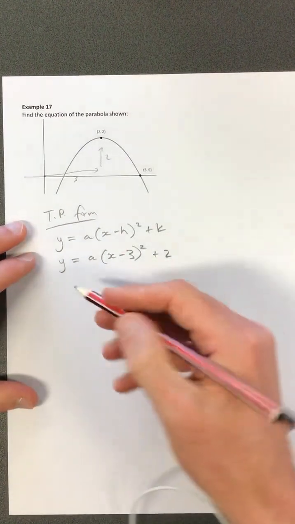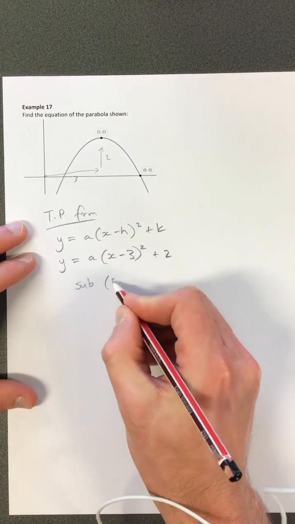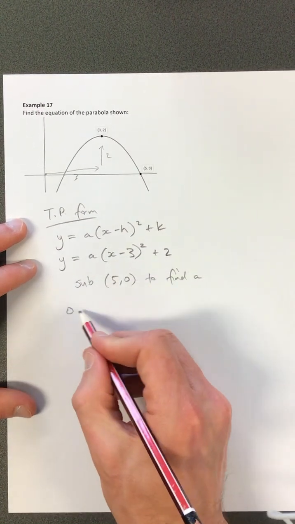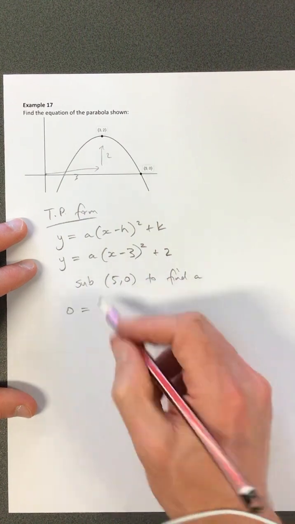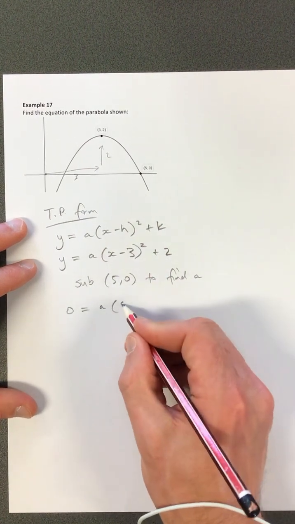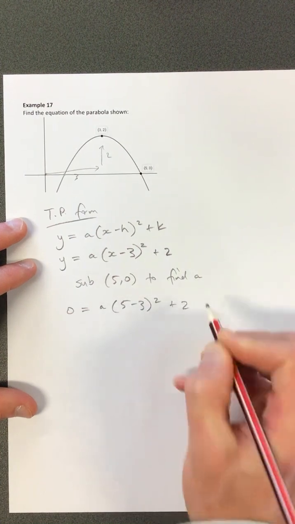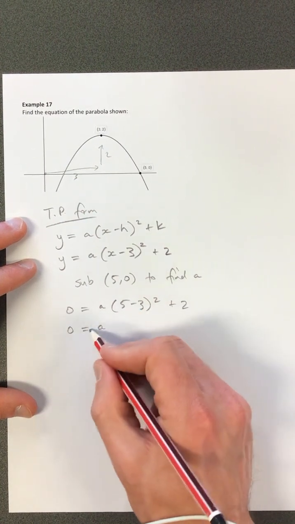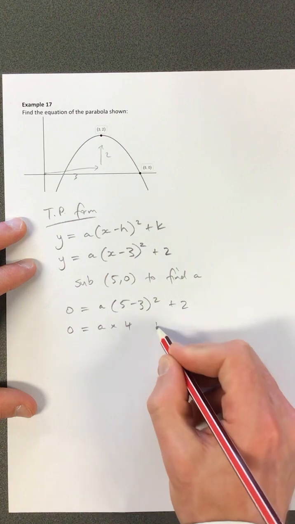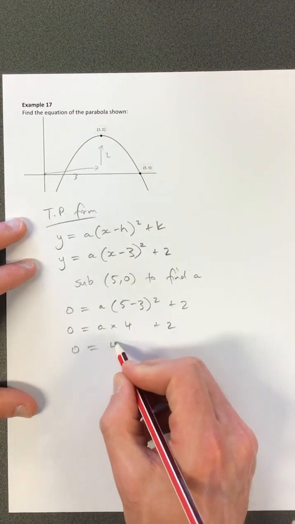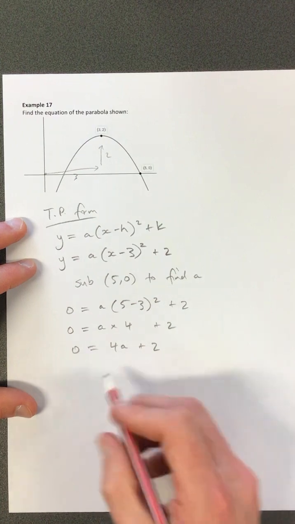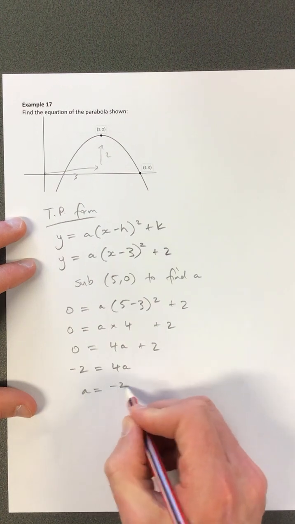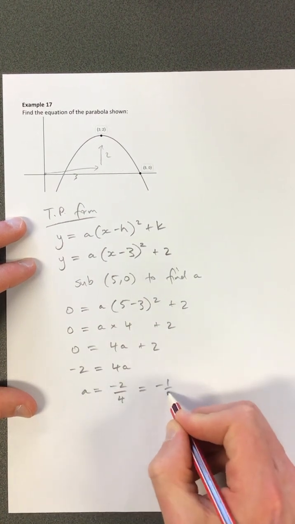But we can sub in this other point, 5, 0, to find a. So if we sub in y equals 0 and x equals 5, all we'll be left with to solve for is a. So working this through, we get 0 equals a times 2 squared, which is 4, plus 2. Take away 2 from both sides. Divide both sides by 4, we get a equals negative 2 on 4, which is negative a half.